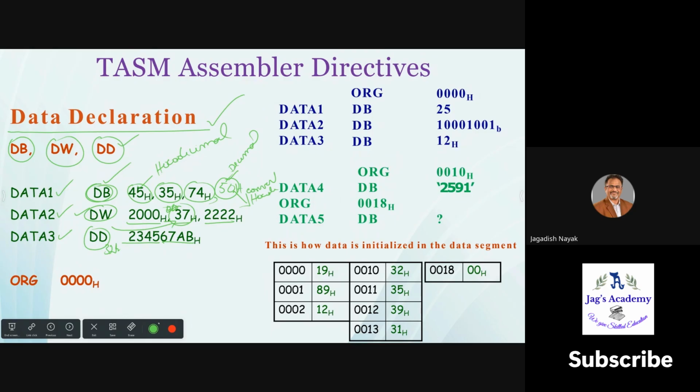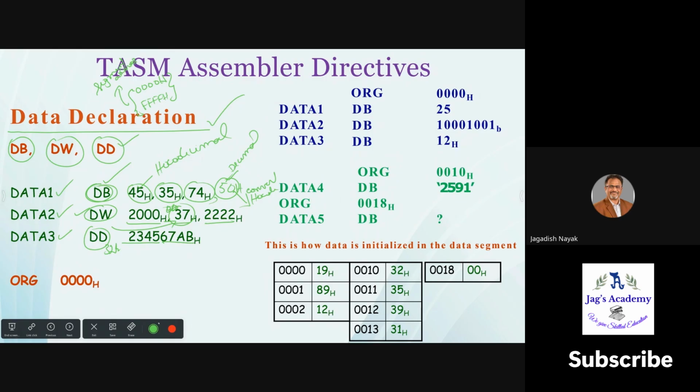From 0000 to FFFFH. You all know that the offset address can range from 0000H, in hexadecimal, to FFFFH with respect to any segment address. You all know about it. Segment address.